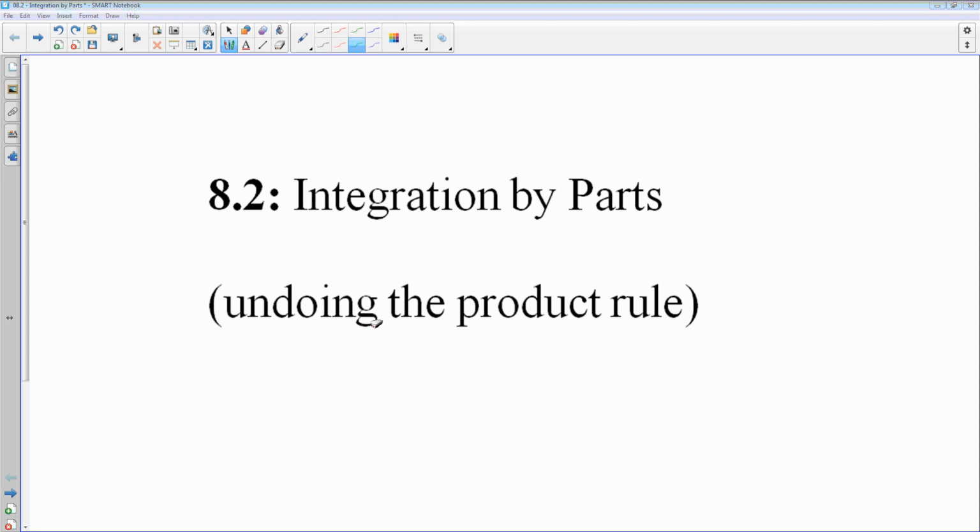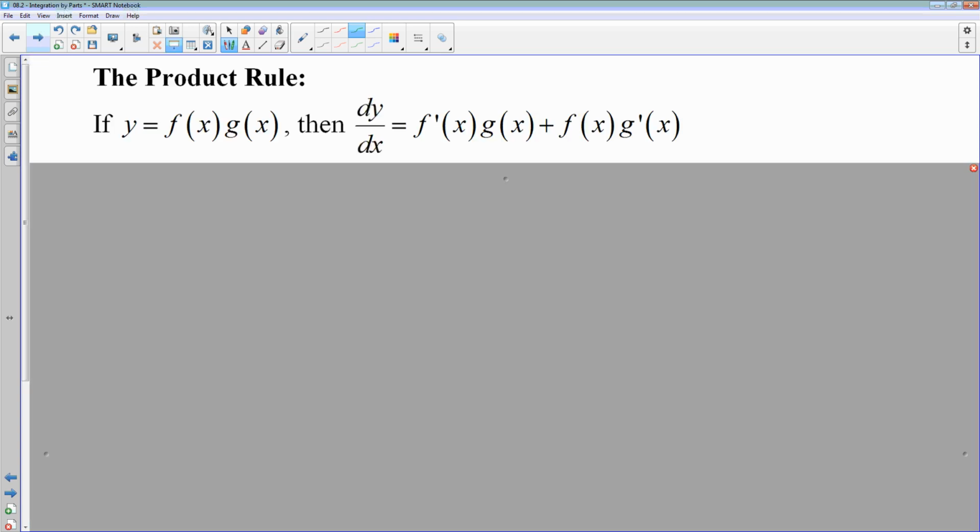Okay, looking at integration by parts here, and this is undoing the product rule. Integration by parts is kind of a tricky part, but if we're going to talk about integration by parts, or doing the product rule backwards, let's very quickly revisit the product rule. If you remember the product rule, f times g, the derivative is f prime times g plus f times g prime. So there's our product rule that you should know by now. God help us if you don't.